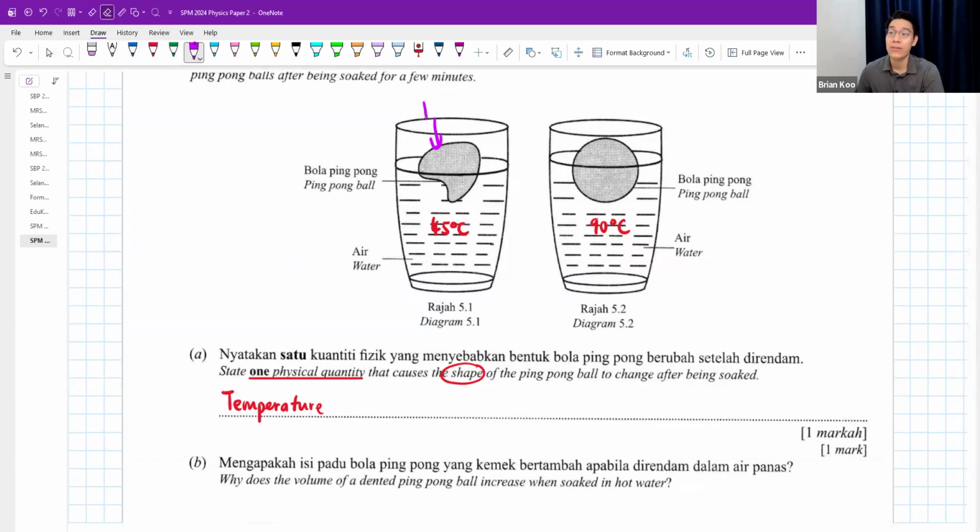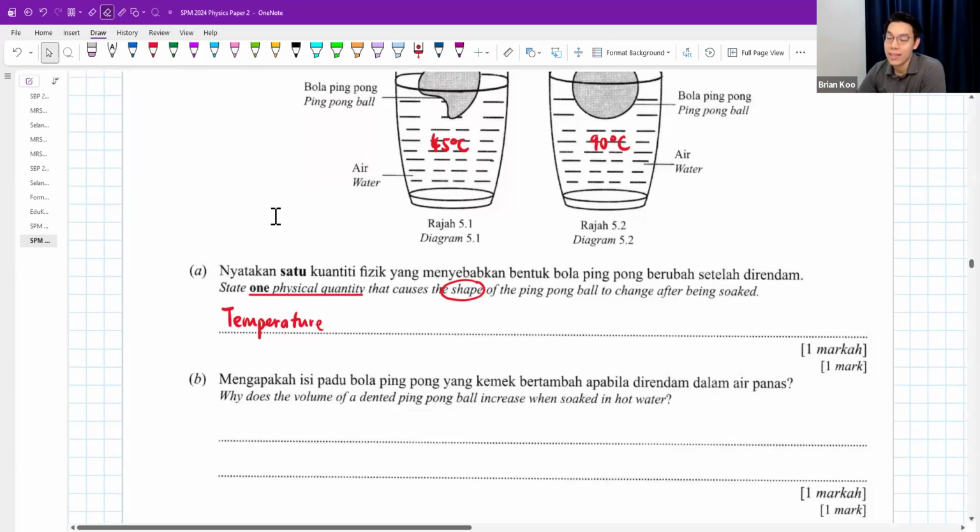On the outside, you have the atmospheric pressure. Here, you also have the atmospheric pressure. And when temperature increases, the ball goes back to the original shape like this. So the pressure should still be quite similar on both sides. If outside is atmospheric pressure, inside the ping pong ball also has similar pressure. So I don't think pressure is the best answer here. Best is going to be temperature.